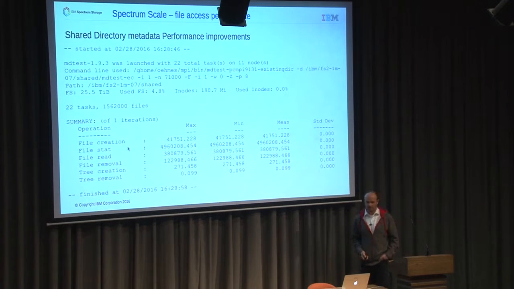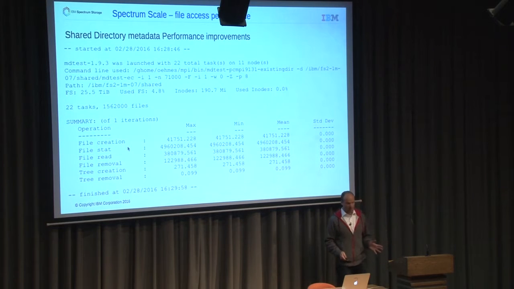So I have a chart of what the code is capable of doing with mdtest. Maybe some of you know mdtest. With the most recent code, in a shared directory, with I think 11 clients, we can create 40,000 files per second and almost 5 million stats in a shared directory.